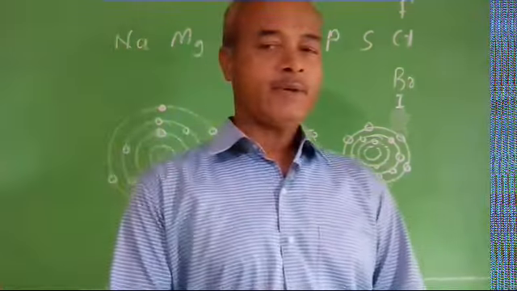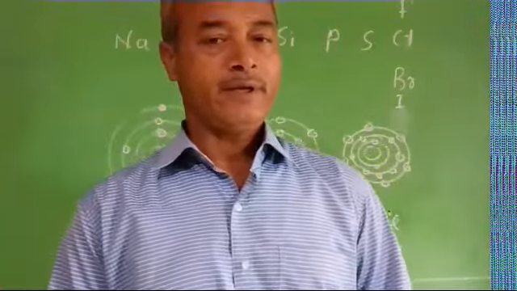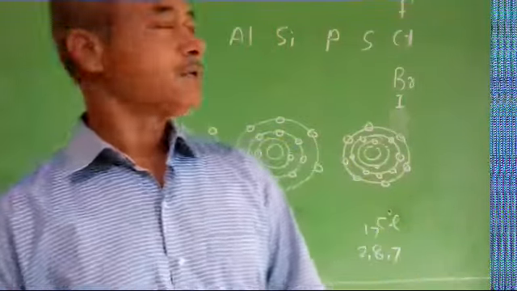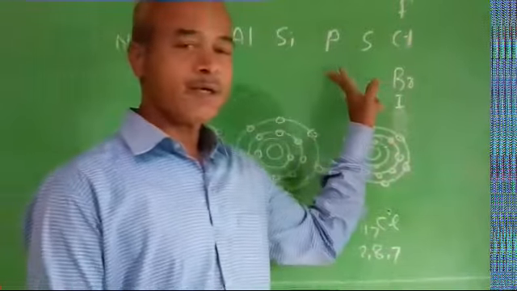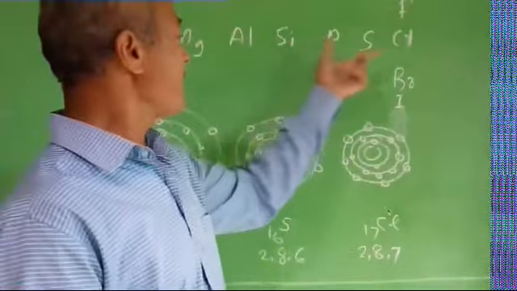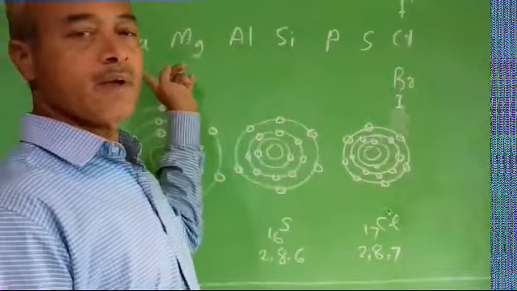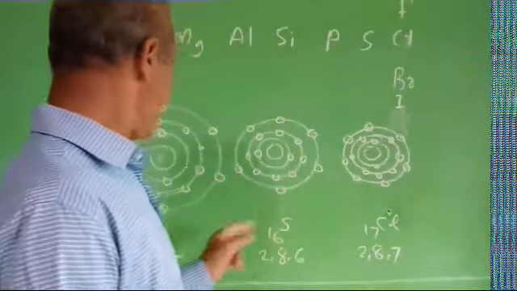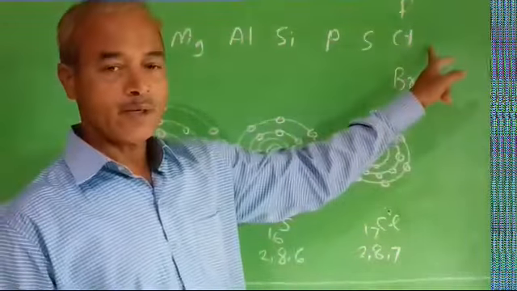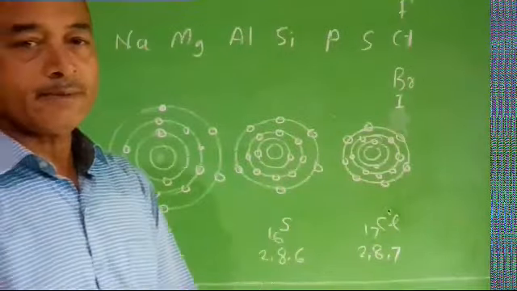Now let us study what is a non-metallic character or electronegativity. How does it change in the modern periodic table? So these are the elements in the third period of modern periodic table. Among them, these are non-metals. This is metalloid. These are metals. We will take three non-metals: phosphorus, sulfur, and fluorine.